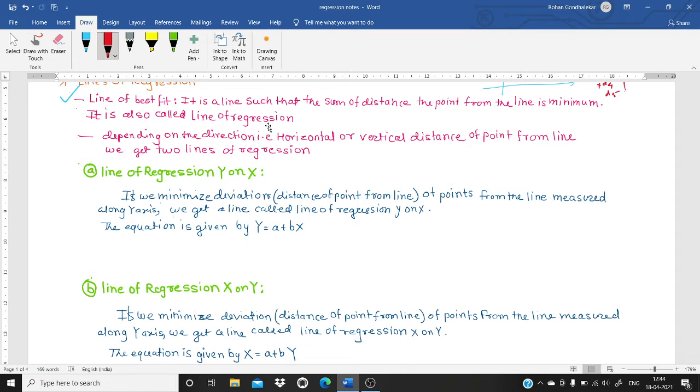So when I say the line of regression y on x, it means we are going to consider the minimized deviations of the points from the line measured along the y-axis. Measured along the y-axis means in the vertical direction. See, this is my diagram. I'm having some points here like this. Now I'll draw one straight line which is of best fit.